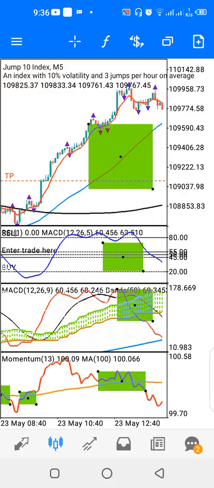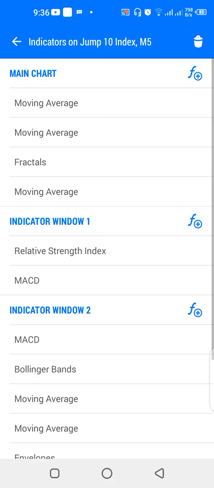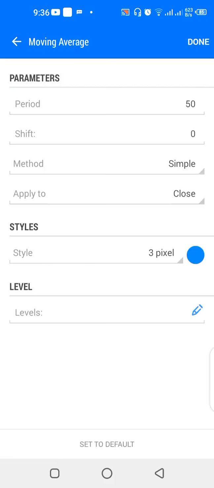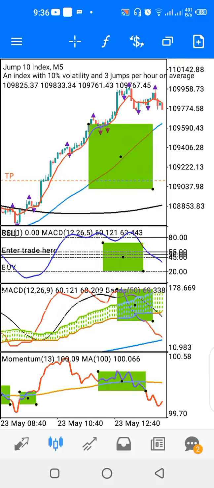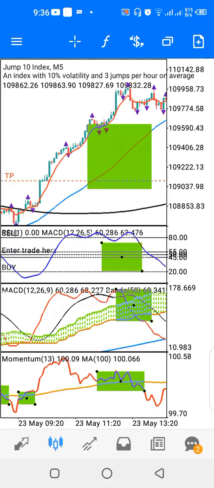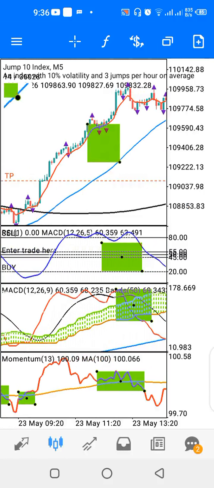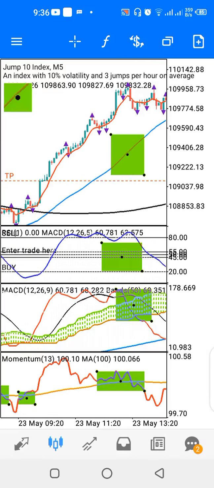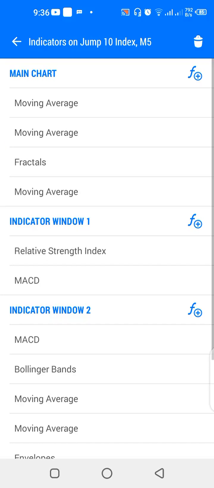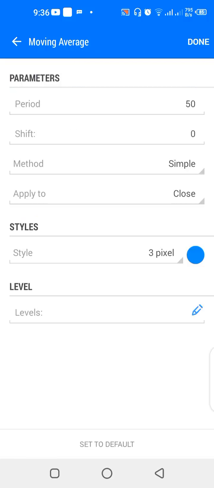All right. So let's look at the parameters. Let's look at the settings for the main chart. I have a moving average, and that is the blue line. This is my blue line. Okay. Now, what are the parameters for the blue line? The blue line is a 50 period simple moving average applied to close. And the color is blue. The shift is 0.